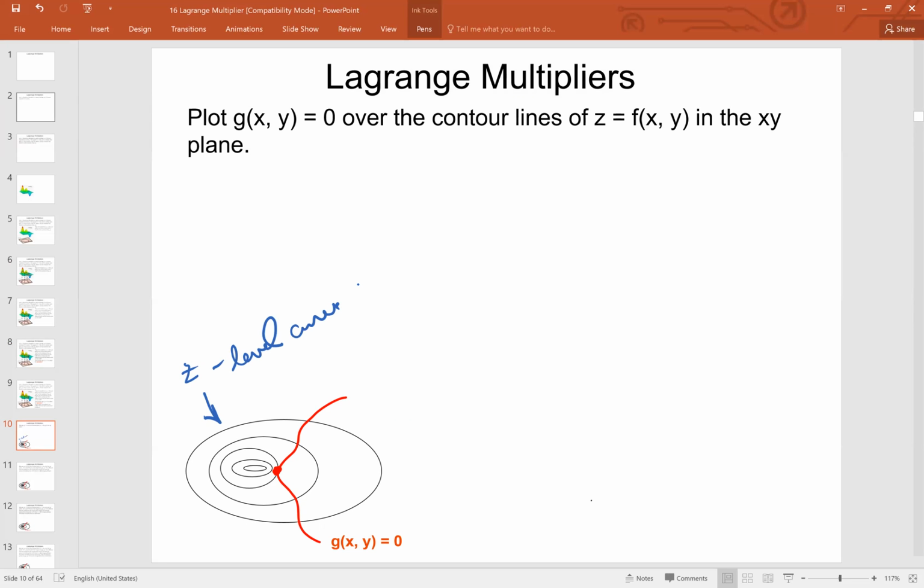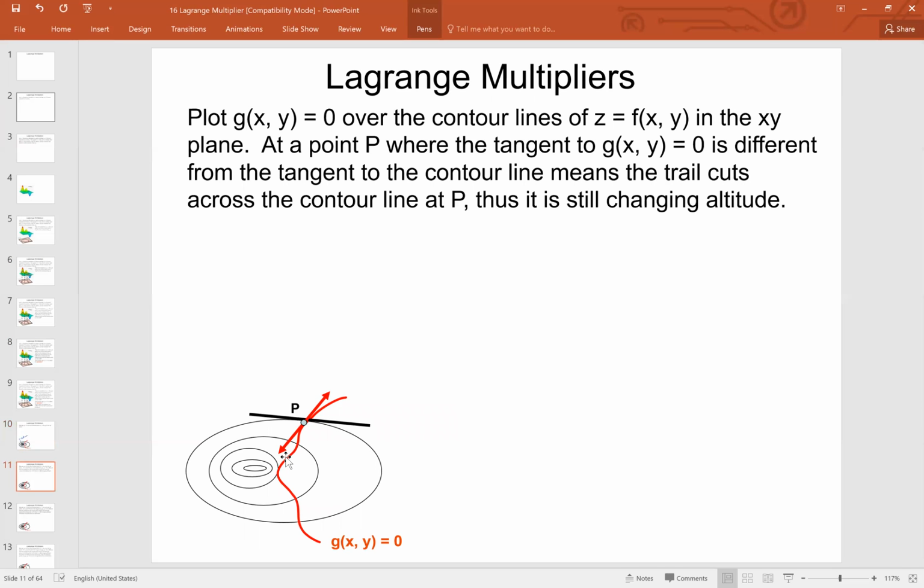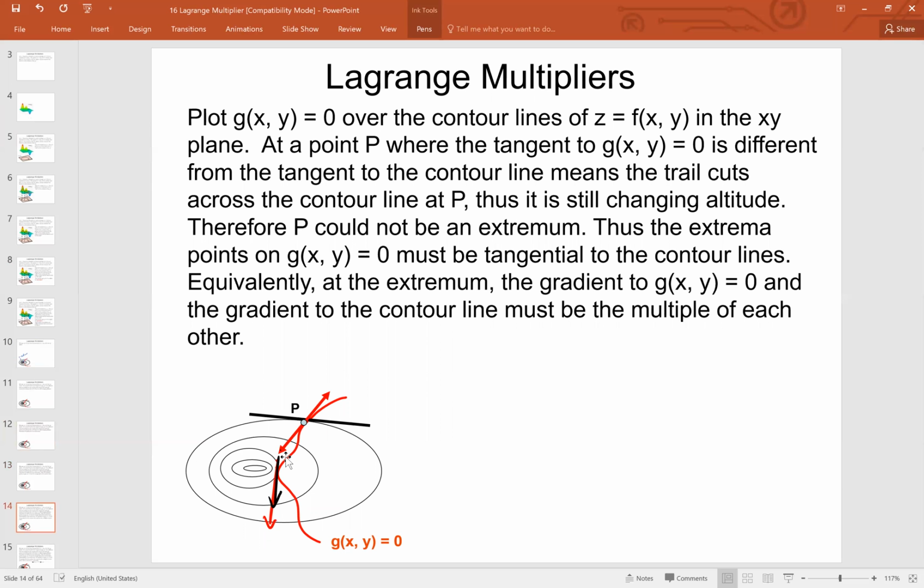So if I'm looking from a drone flying on top, taking a picture downward, and there you are at the high point of the trail, the trail path must start going down. It's not going to pass through the level curve, no, not like that. So the drone knows that you are on top when the tangent line to the level curves is the same as the tangent line for the constraint.